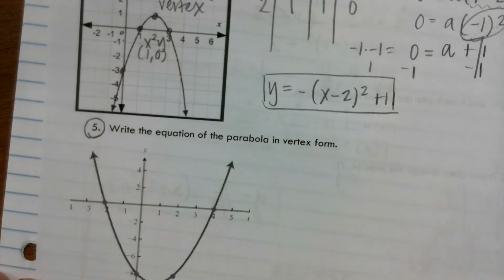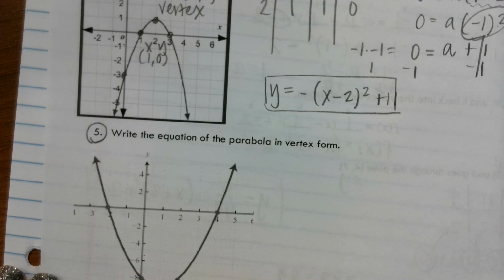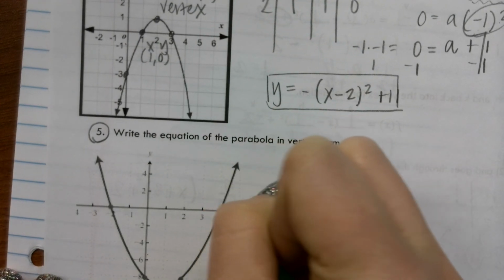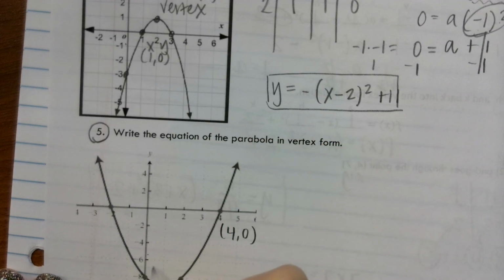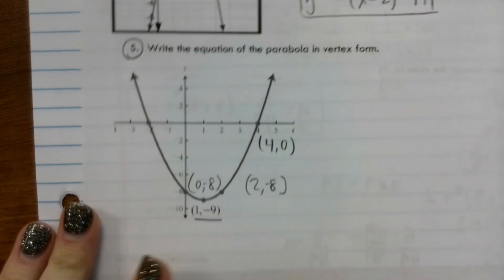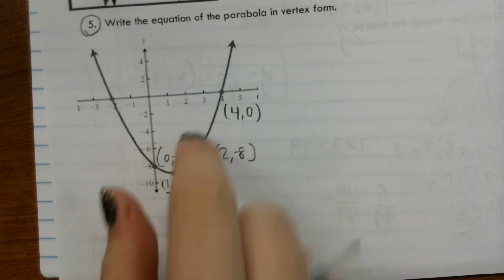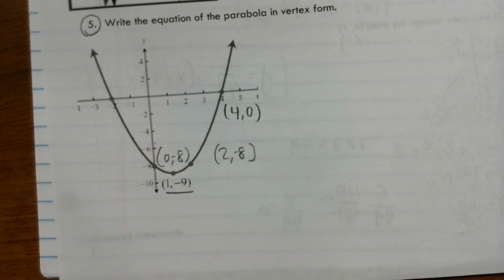I want you to do number 5 on your own. Number 5 already gives you the vertex, and this is another good point to use. 4, 0, that'd be a good point to use. 0, negative 8 would be a good one to use, or 2, negative 8 would be a good one to use. So you'll set it up on your own. If you want to check your answer with me, you can check your answer with me. I'll have the work done on this key.